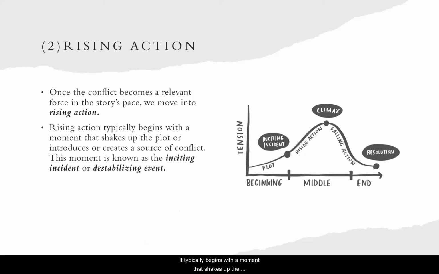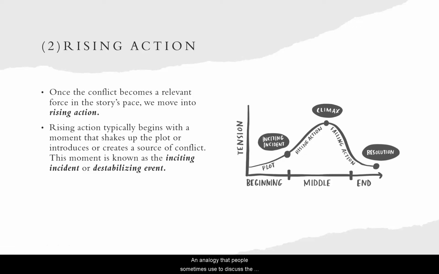It typically begins with a moment that shakes up the plot. So exposition is usually pretty stable. There's not a whole lot of conflict or crisis going on. And then something is introduced that shakes things up. It destabilizes the situation. That moment is what's called the inciting event, or the destabilizing event, where things kick off.